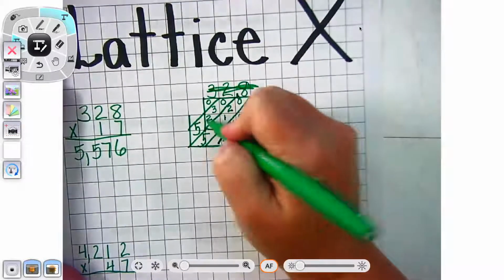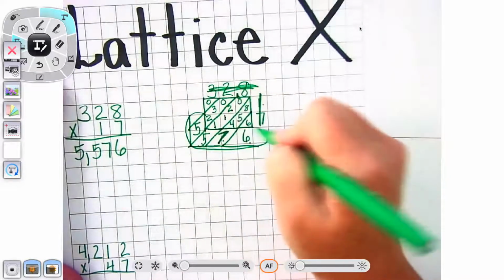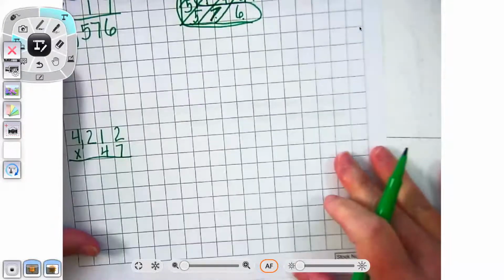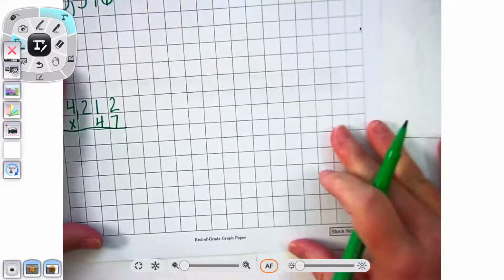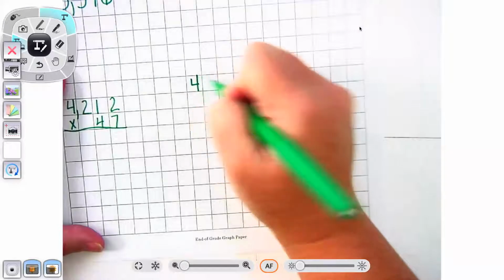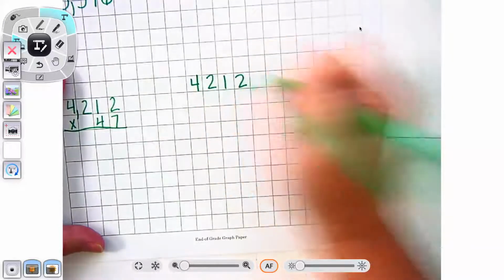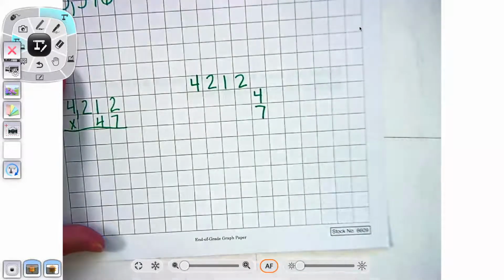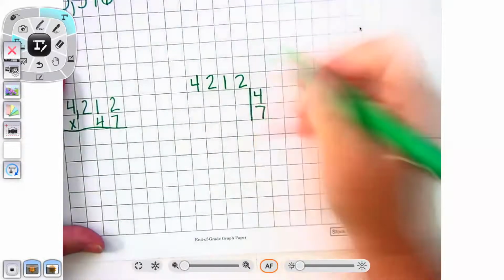And I think I forgot to tell you this last time. Boys and girls, your answer right here is on the outside. Okay, let's try another one. All right, now I've got a thousands number in this one. So we're going to go ahead and write our number, 4,212, and then I'm going to write 47 over here. So now we're going to go ahead and put our box in.